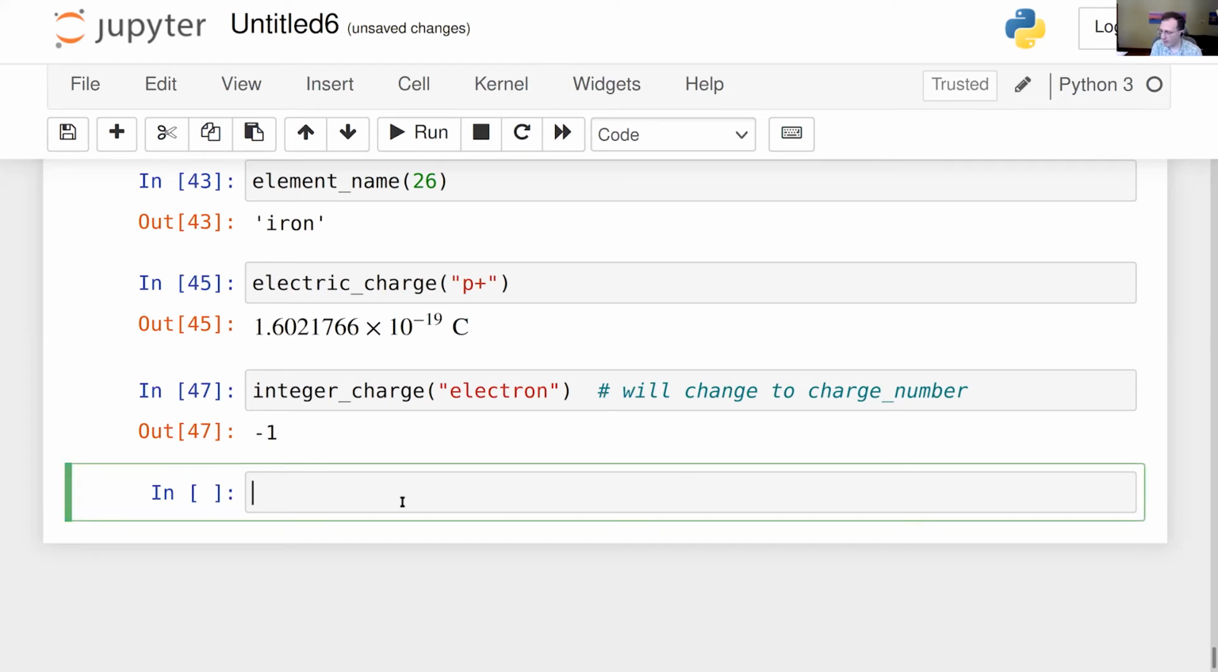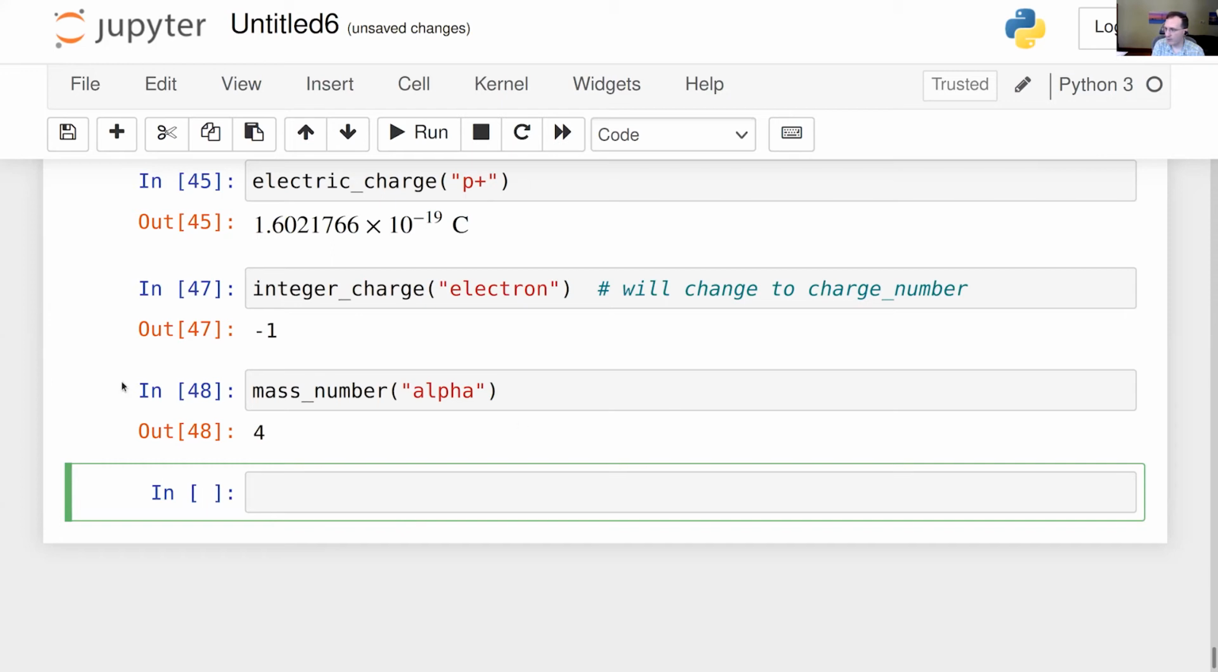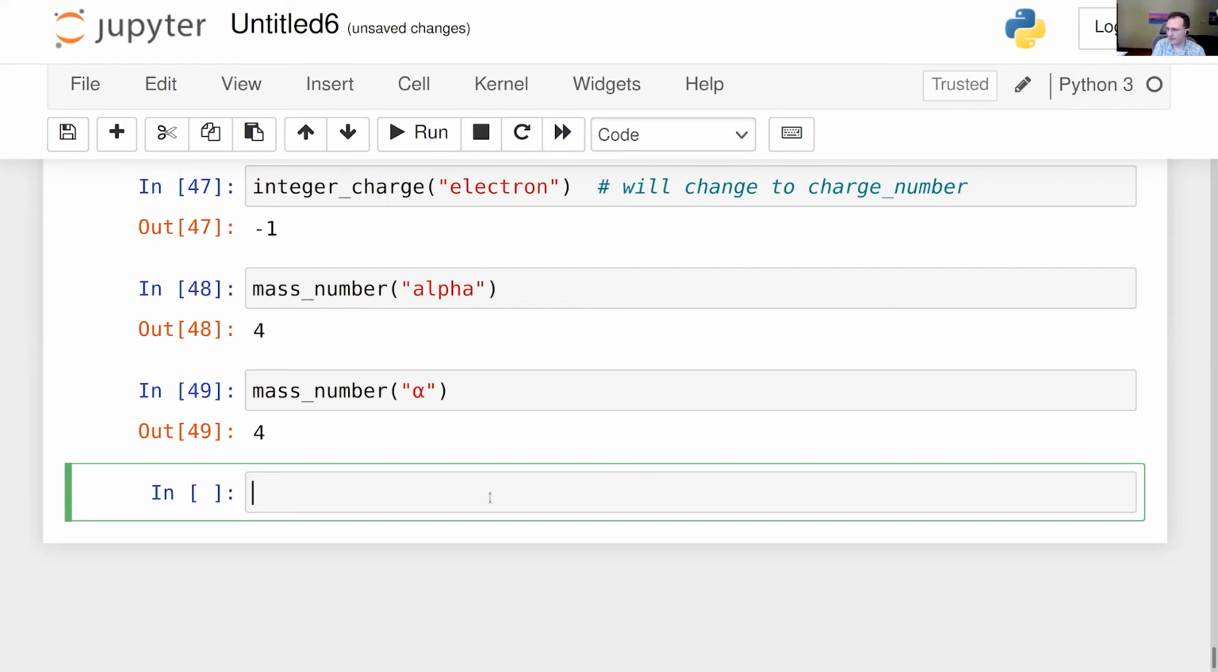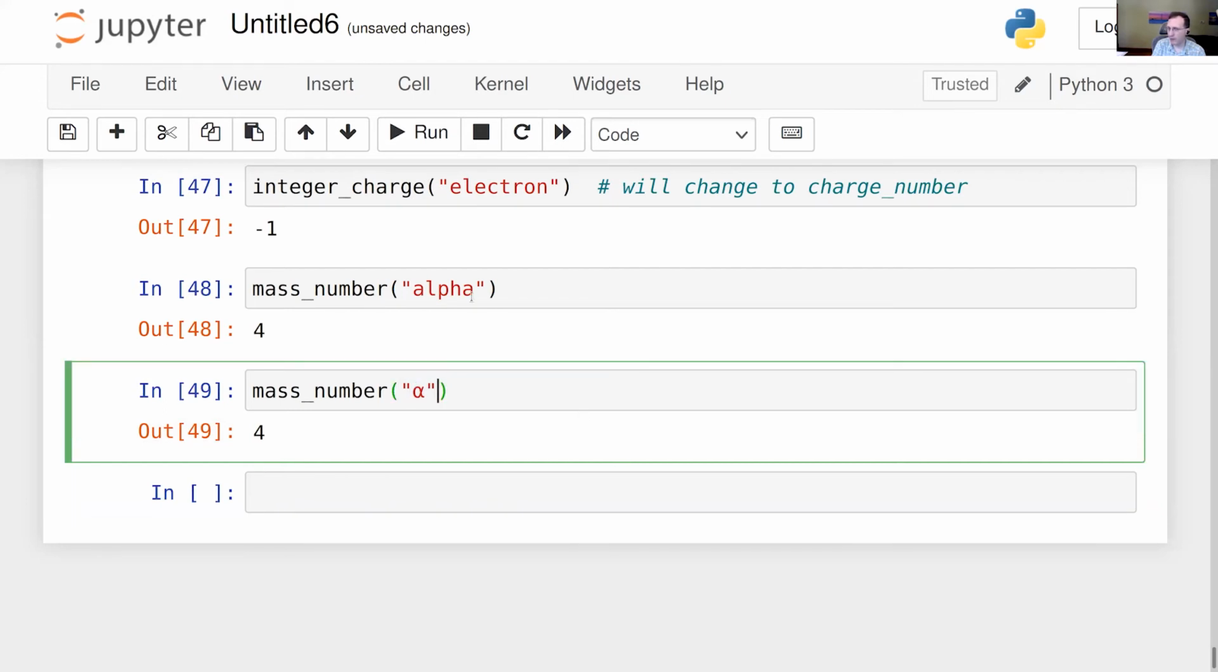We can also get information about isotopes and ions. So we can do mass number of alpha for a helium-4 nucleus. And we get that the mass number of an alpha particle is 4. Another thing that you can do, a trick with Jupyter notebooks, is if we say mass number, and then in quotes, we type out \alpha, and then at the end of that, we press tab, and it will replace the \alpha with the Unicode character for that. And PlasmaPy particles can handle this. It'll treat the symbol alpha as an alpha particle, a helium-4 nucleus.